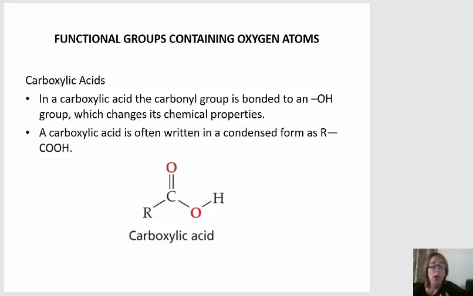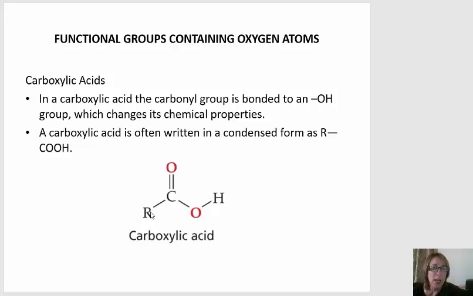Carboxylic acids are another type of functional group that contain the carbonyl group. Now, unlike aldehydes and ketones, this carbonyl carbon is also bonded to a hydroxyl group. So that's how we recognize the carboxylic acid functional group: a carbonyl carbon bonded to a hydroxyl group. And that carbonyl carbon is also bonded to some R group. That R group could be hydrogen for the simplest carboxylic acid known as formic acid.